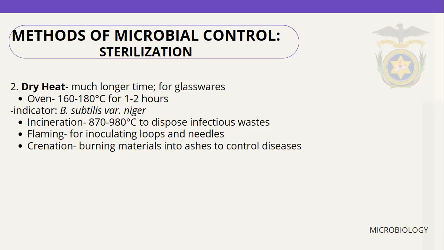The next one is incineration, which we use at 870 to 980 degrees Celsius to dispose of infectious waste. And we have flaming, which is used for inoculating loops and needles, and cremation, which is used for burning materials into ashes to control diseases.